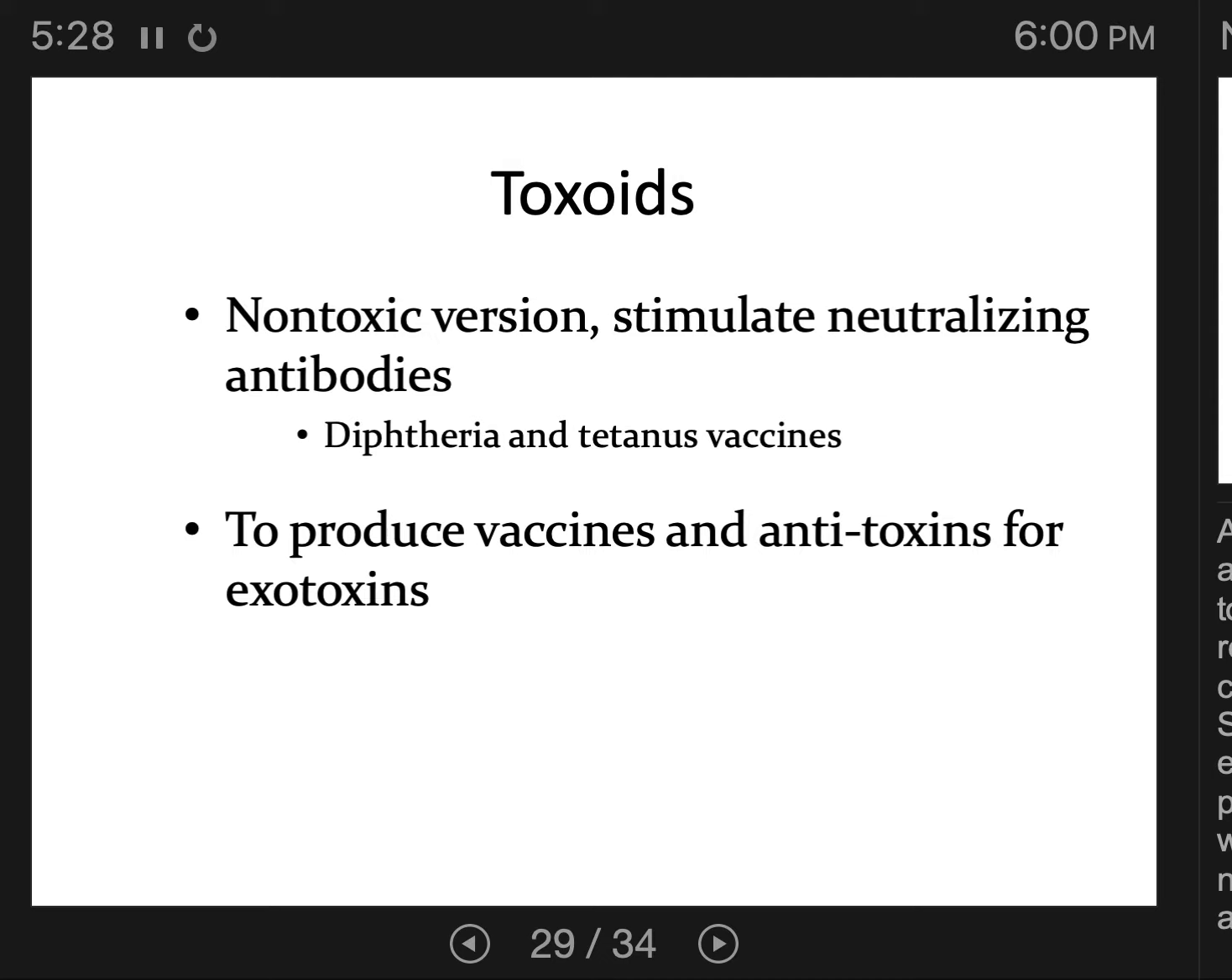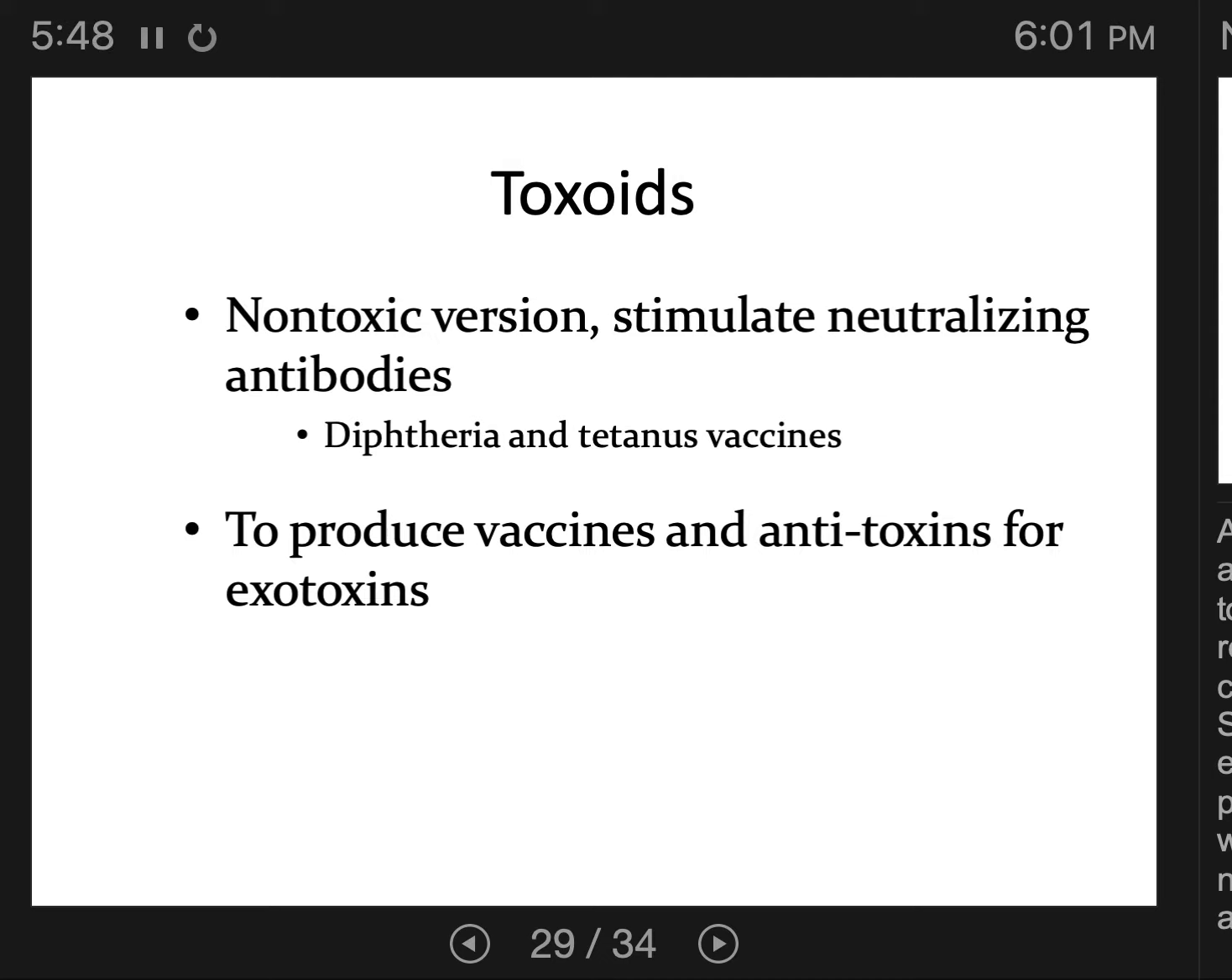Now, this was not done through toxoids, but this is related to antitoxins. An antitoxin is an antibody produced by a horse or some other animal that can neutralize a toxin if you're exposed to it. Okay?